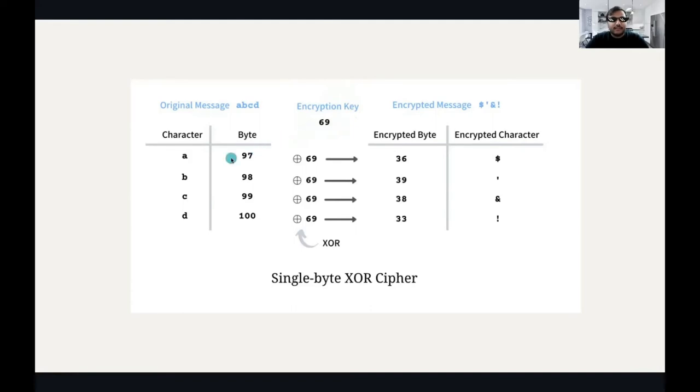But if we see that small a, in the form of a byte, is 97. And when we XOR it with 69, it becomes 36. And 36 is a dollar. So now a has become dollar. Similarly, b has become single quote, and this is ampersand, and this is exclamation mark.